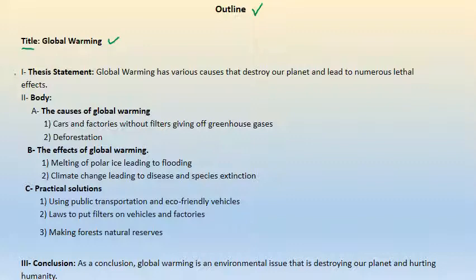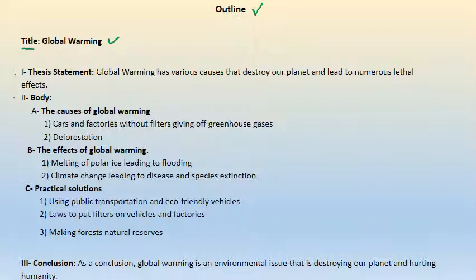I chose global warming. So I want causes, effects, and solutions. Global warming has various causes that destroy our planet and lead to numerous lethal effects. So obviously I'm going to talk about causes and effects of global warming. I wrote my thesis statement and Roman numeral 1, that's all I need.